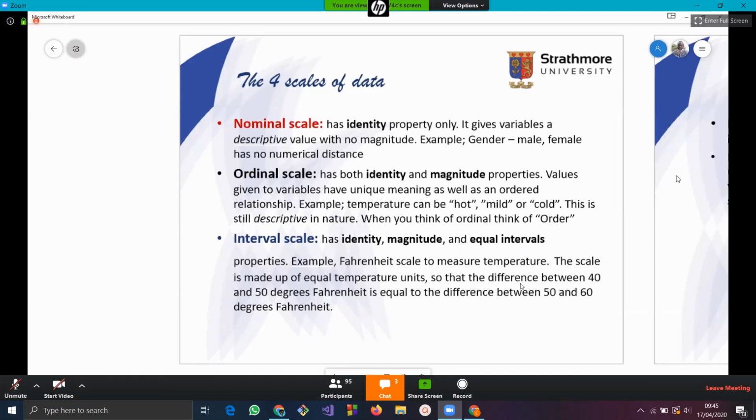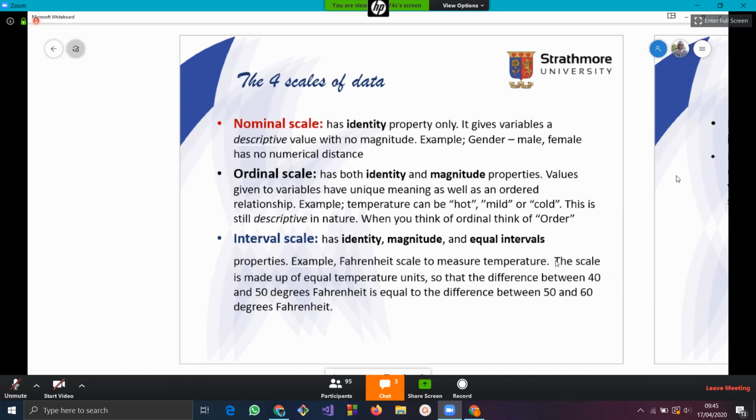Okay. Example, when I'm measuring temperature in Fahrenheit or degrees, the difference between 40 and 50 degrees is the same as the difference between 50 and 60 degrees, which is actually 10 degrees. Okay, so I have an equal interval. Between 40 and 50, I have 10 units. Between 50 and 60, I have 10 units. That is usually called an interval scale or an interval data set.